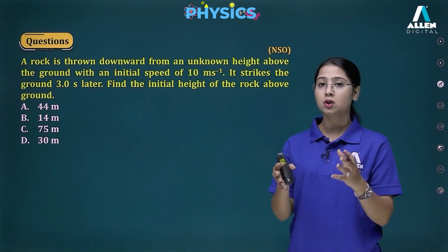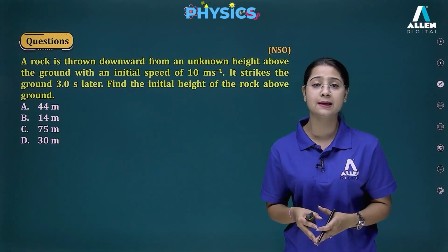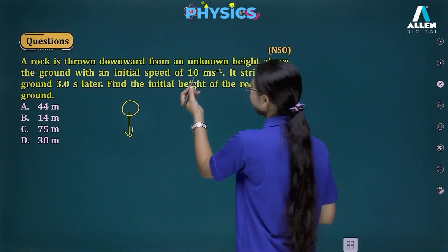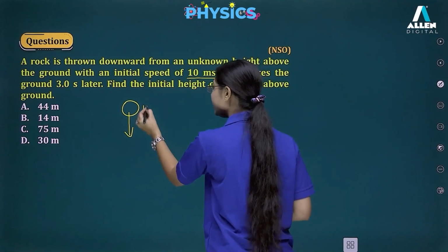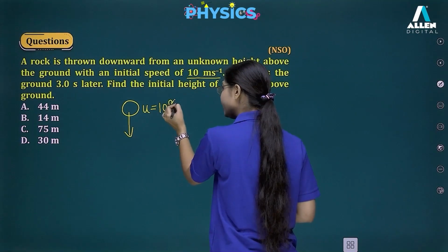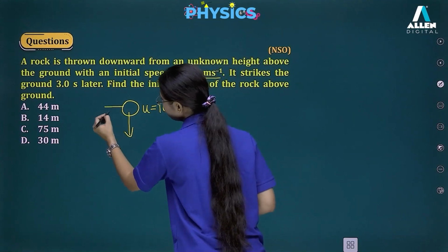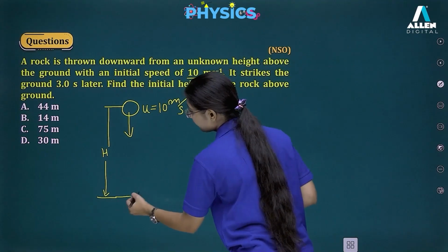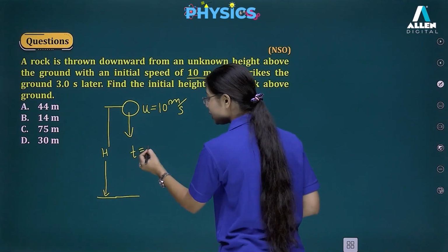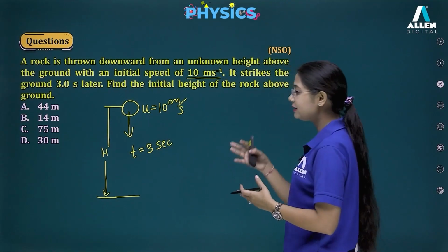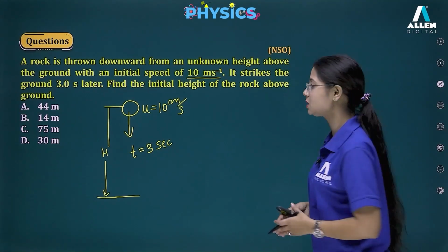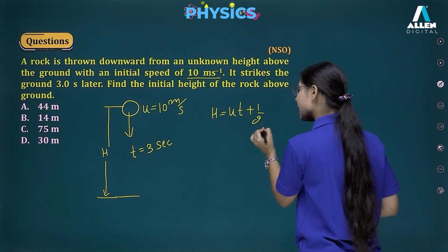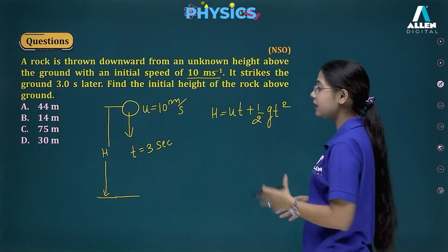So students, here the rock is thrown downward. That means this is the case second. Okay. So the rock is thrown downward, and obviously it has some velocity, so we can take initial velocity of rock is 10 meter per second, and let's take this is dropped from a height h. You have to find this height h, and the time taken by the rock to reach the ground is 3 seconds. So can we find out the height? Yes, by using second equation. So second equation is h is equal to ut plus half gt square. This is the second equation.